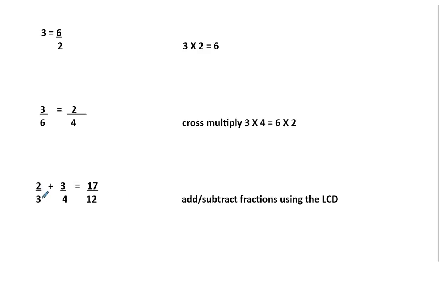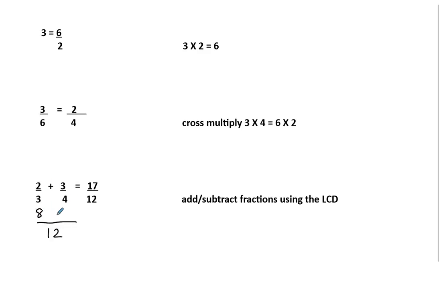So you've got 2/3 plus 3/4 equals 17/12. So what we do is we find the common denominator, which is 12. And then we go 3 times what is 12. Because you're multiplying the 3 and the 4 to get 12, when you're saying 3 times what is 12, it'll be 4. And then 4 times 2 will be 8. And then 4 times what is 12, which is 3.